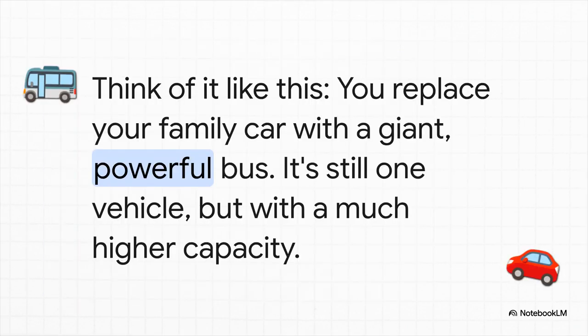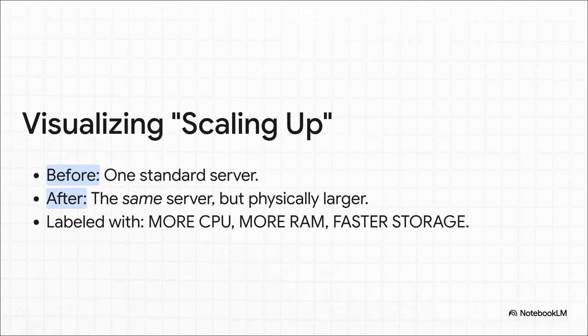The best way to get your head around this is with an analogy. Let's say you start with a simple family car. When you need to carry more people, you don't go out and buy more cars. Nope. Instead, you trade in that little car for one massive, powerful bus. It's still just one vehicle, but its capacity is way, way bigger. The principle is really straightforward. You start with a standard server, and you end up with a supersized, beefed-up version of it. It's bigger, it's stronger, it's more capable. But, and this is the most important part, it's still just one machine.